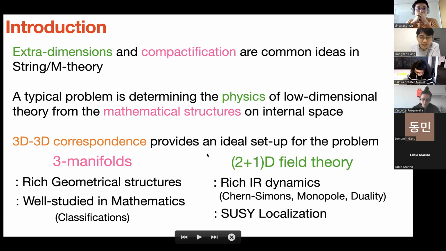And on the other hand, on the physics side, 2+1 dimensional field theory is very interesting. It has very rich IR dynamics, and there are topological Chern-Simons terms, and there could be some non-perturbative monopole operators, and there are lots of IR dualities. So this is a very interesting topic in physics, and we also have very strong tools to study this kind of theories using the so-called supersymmetric localization. So in that sense, the 3D-3D correspondence setup provides this very ideal setup for studying these problems.